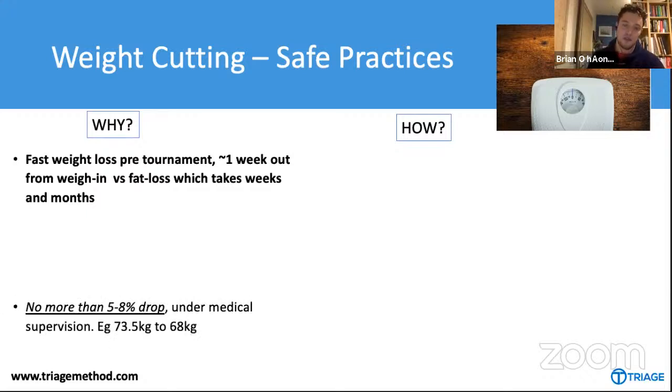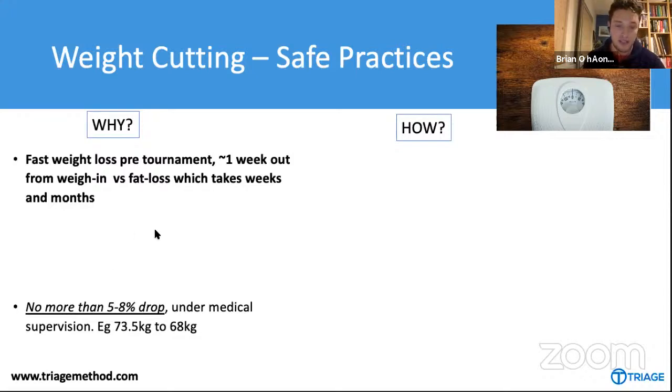Now, obviously, as little weight as possible is best in terms of cutting weight, but just as a guideline, no more than 5 to 8% of your body weight. So if you're trying to make it into the 68s, 1 week out from weigh-in, you can't be any heavier than 73.5 kilos, because that will require an 8% drop. And again, as little weight cut as possible is better. And as a disclaimer, you may want to do this under medical supervision.